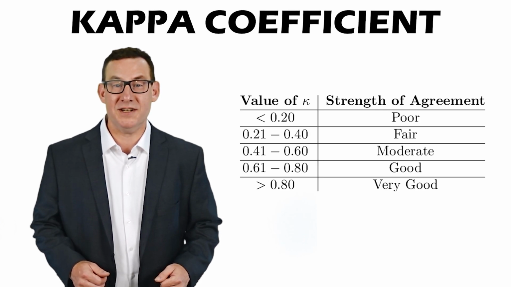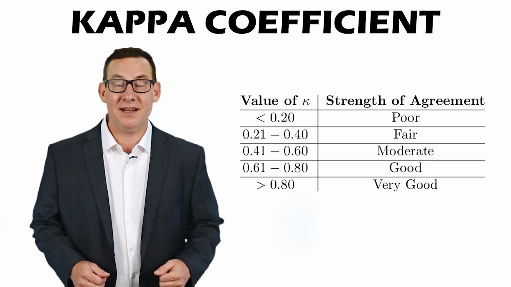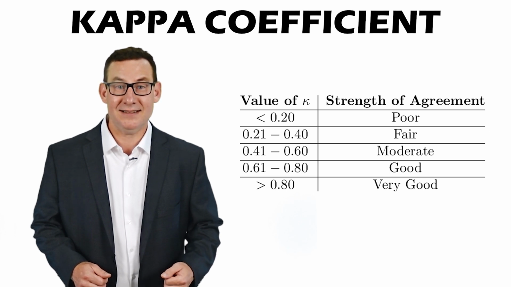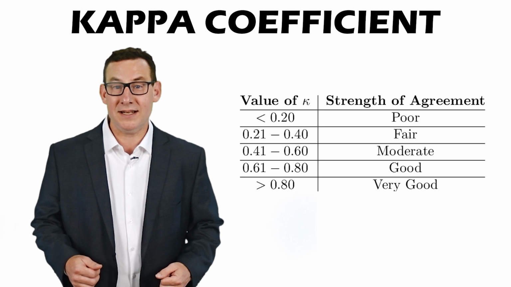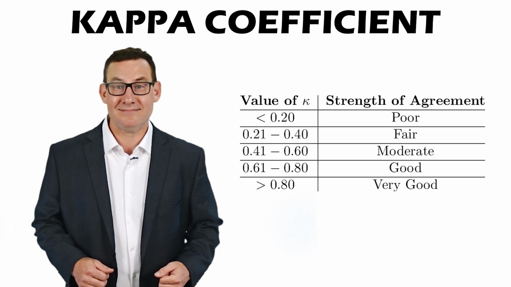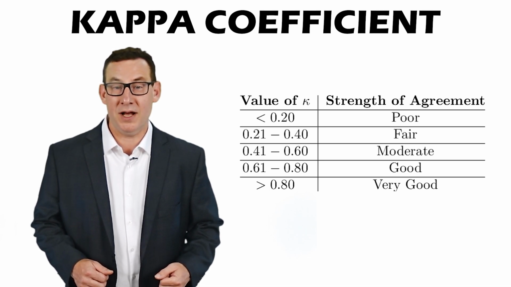The kappa coefficient. The kappa coefficient is K. It is also called Cohen's kappa. K is a statistic that determines the inter-rater reliability for qualitative items. 1 indicates perfect agreement. 0 indicates no better than random chance.